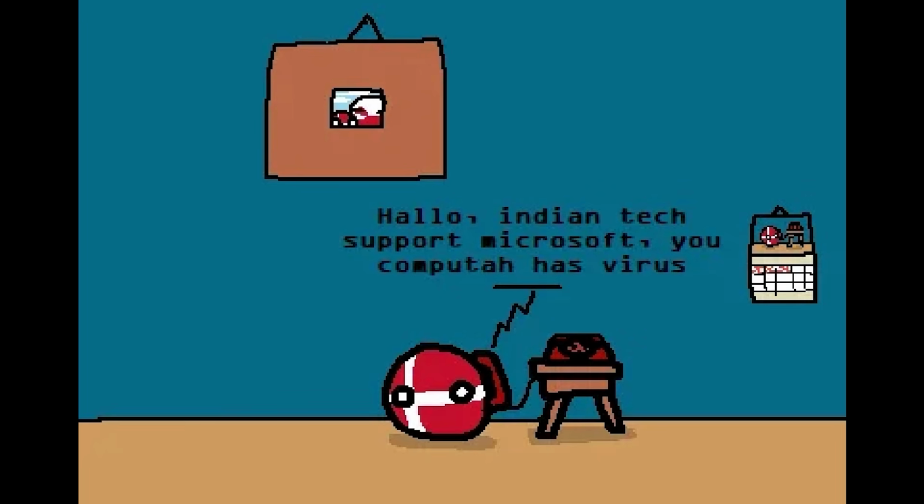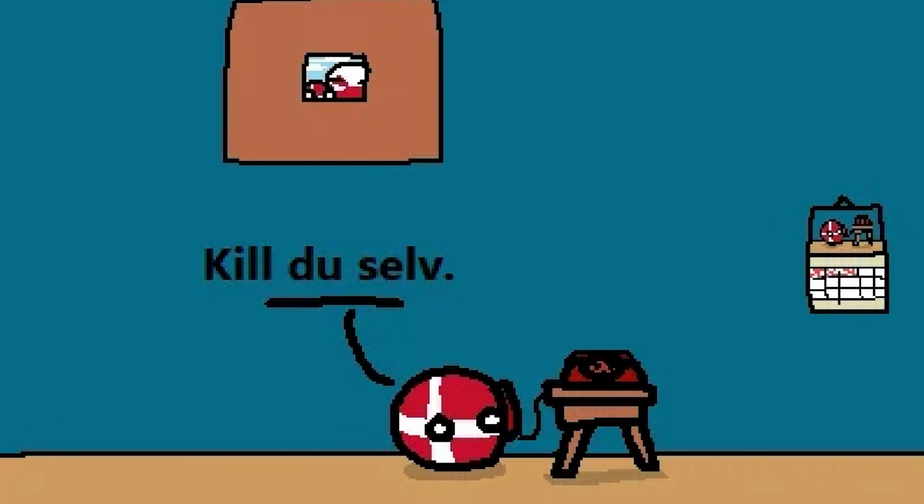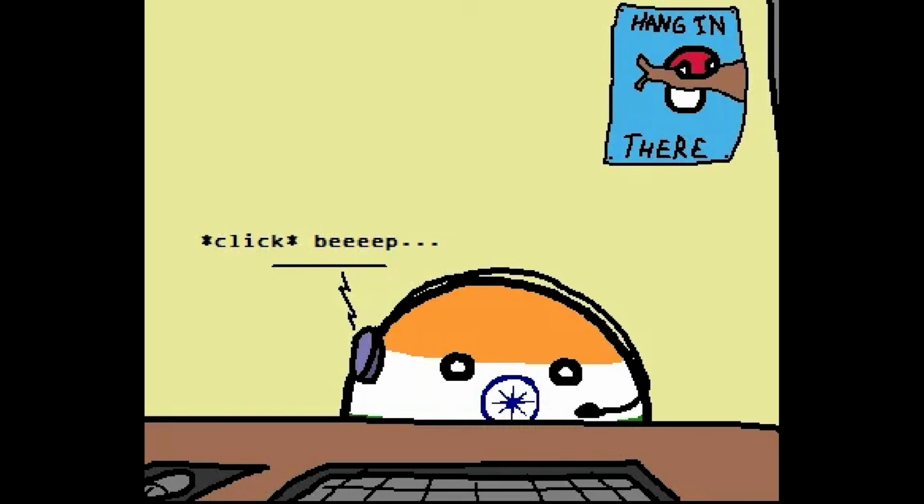Hello, Indian tech support from Microsoft. Your computer has a virus. Oh no, how is Denmark gonna respond to this news? Yeah, whatever. Oof yourself, scammer. Click.